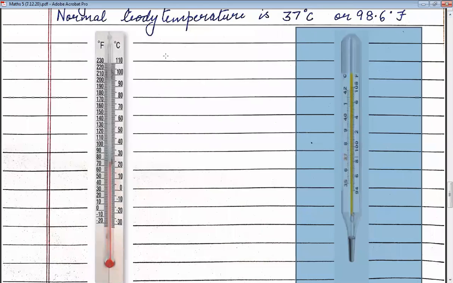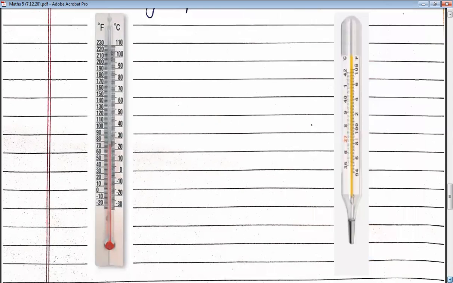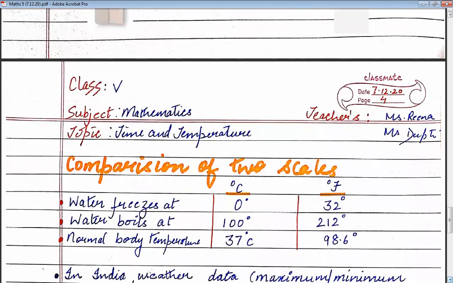And our normal body temperature is 37 degrees Celsius, and in Fahrenheit it is 98.6 degrees Fahrenheit. I repeat, your normal body temperature is 37 degrees Celsius, or in Fahrenheit, 98.6 degrees Fahrenheit. Is it clear, children? Can you see the difference between a laboratory and a clinical thermometer?